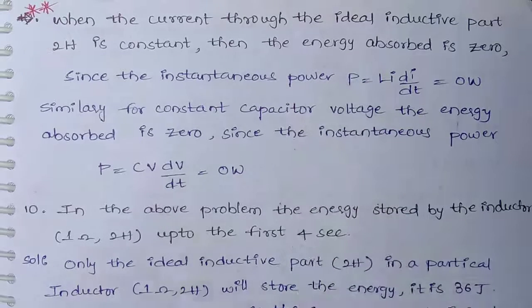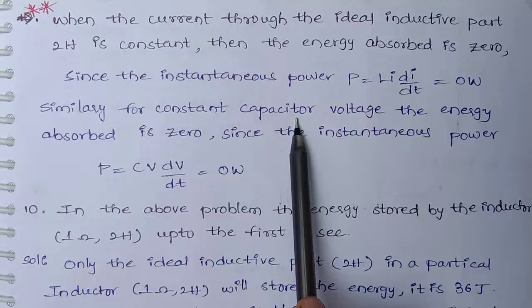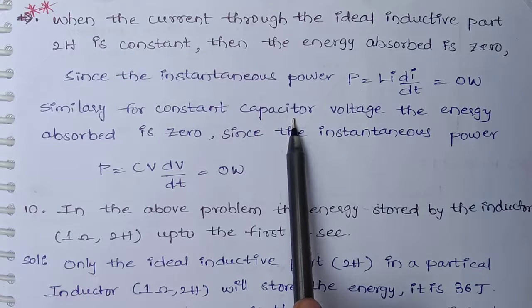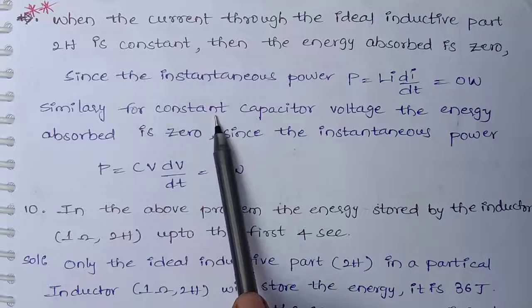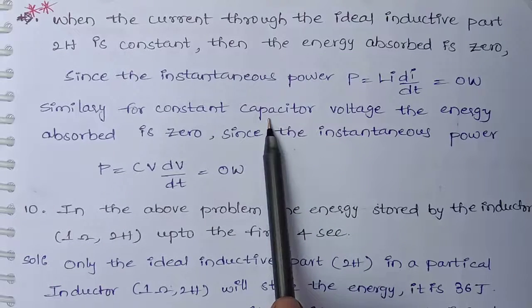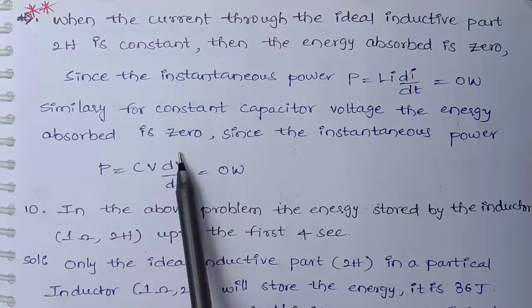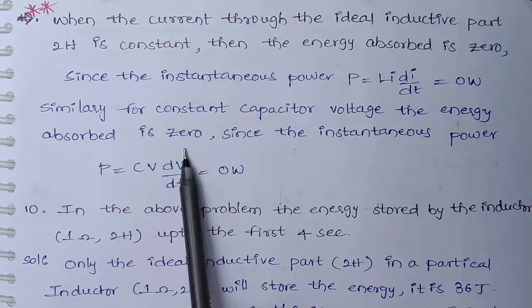Now, similarly, you can see for a capacitor. If you have an ideal capacitive part and you are supplying a constant voltage to it, then the energy stored by that capacitive part will become 0.